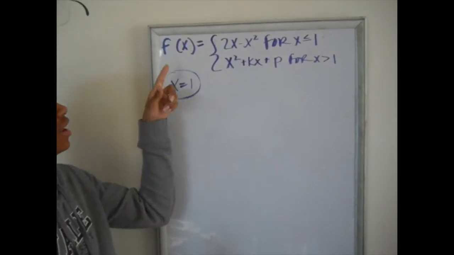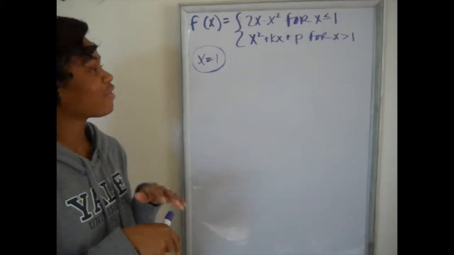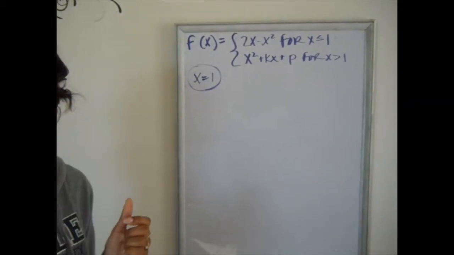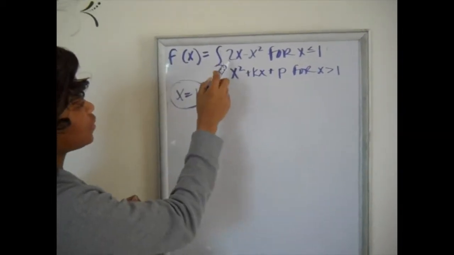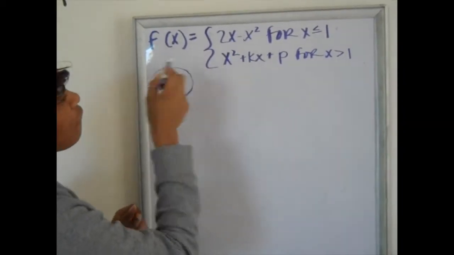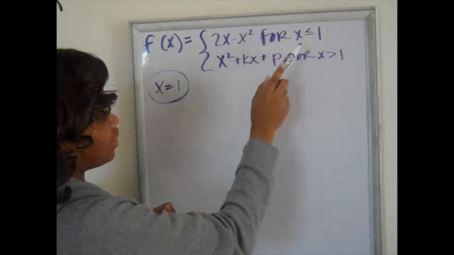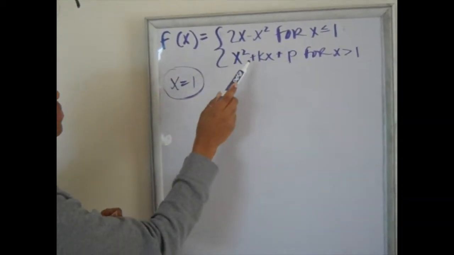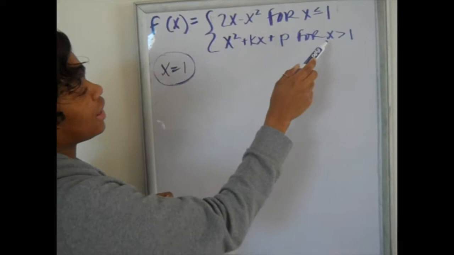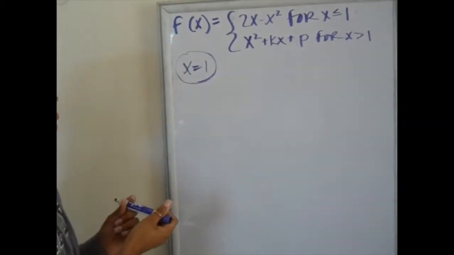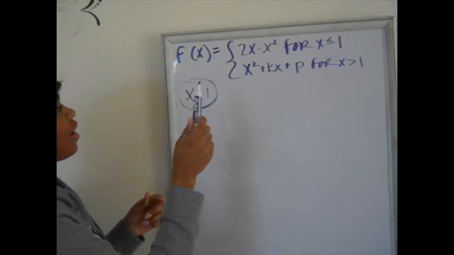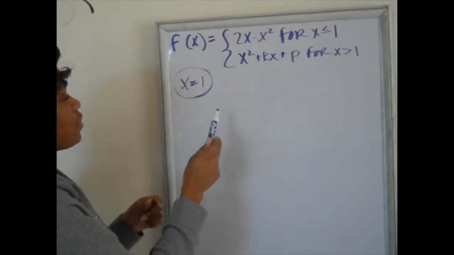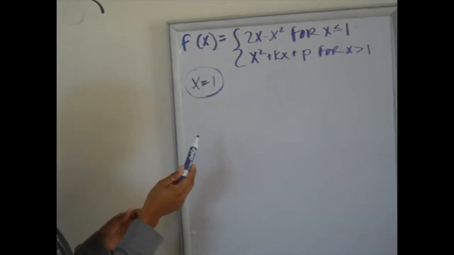Okay, so today we're going to solve this AP question from the AP Calc exam, and it is f of x equals 2x minus x squared when x is less than or equal to 1, and then x squared plus kx plus p when x is greater than 1. And the question is that we're trying to make f of x continuous and differentiable at x equals 1.